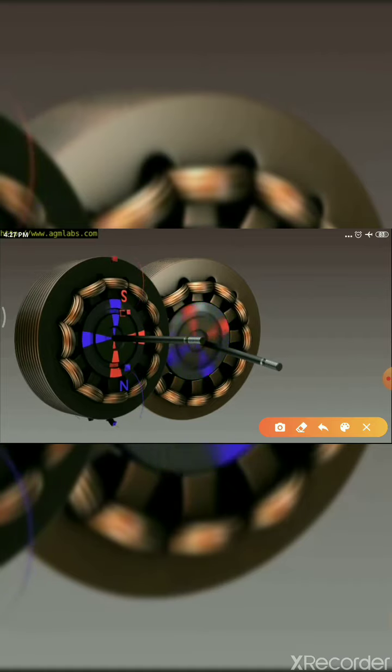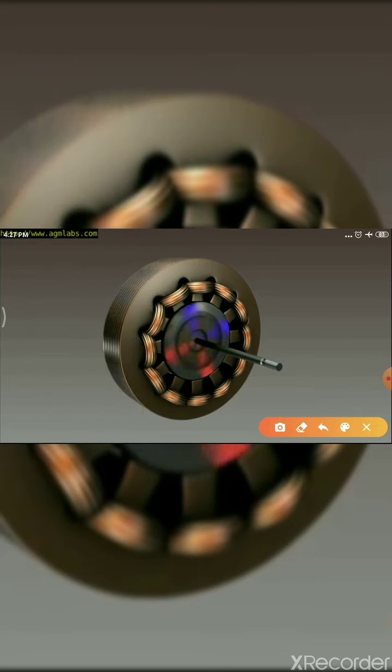Observe here, every time the north and south are changed, because of that your rotor starts rotating continuously.